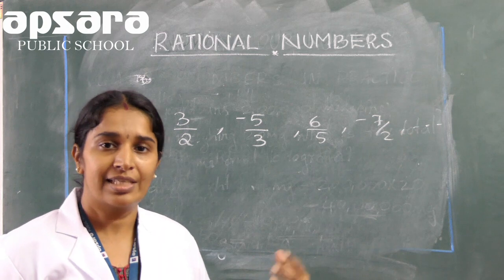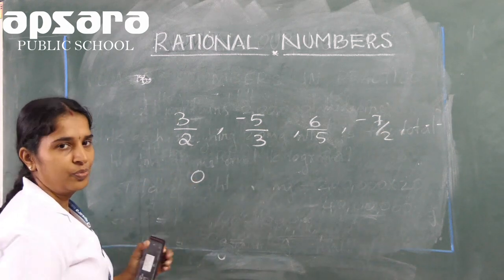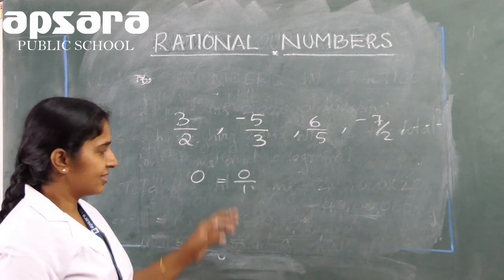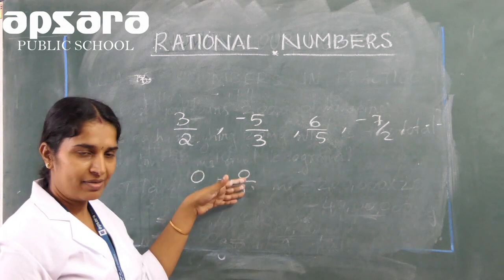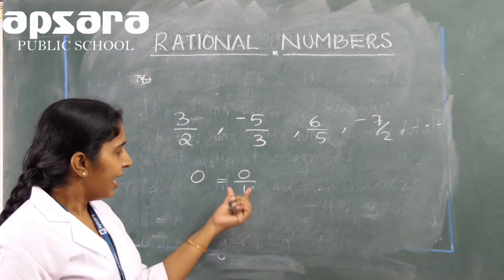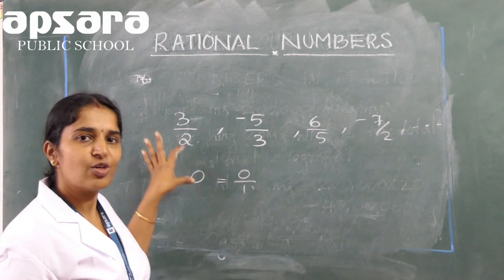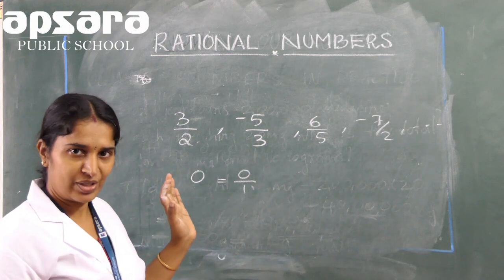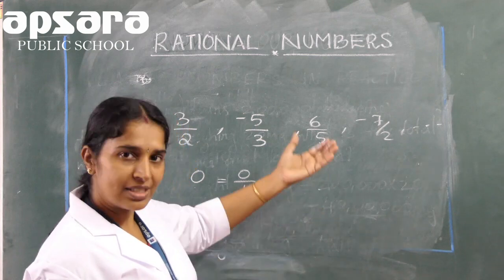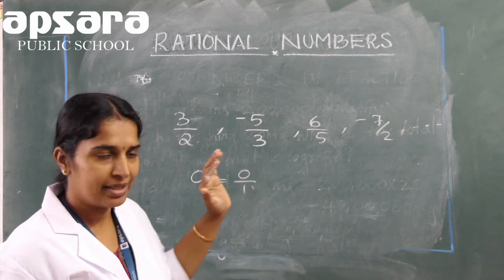Now here I raise a question: whether 0 is a rational number. Tell me children, is 0 a rational number? Can you write 0 as 0 by 1? Yes, 0 can be written as 0 by 1, where 0 is an integer, 1 is an integer, and the denominator is not equal to 0. Therefore, 0 is also a rational number. But if 0 comes in the denominator, it's not a rational number.